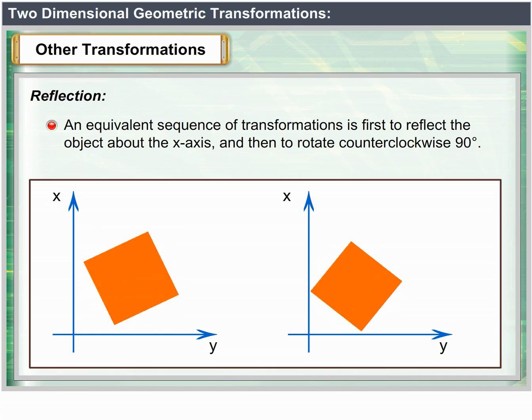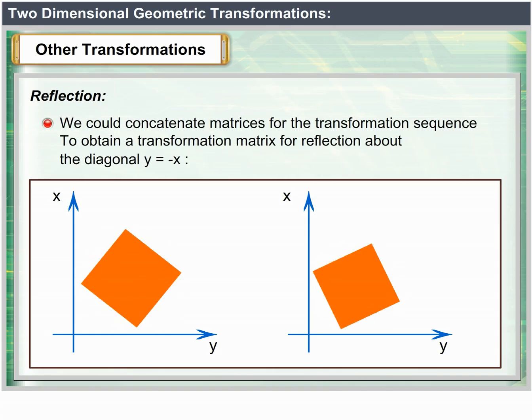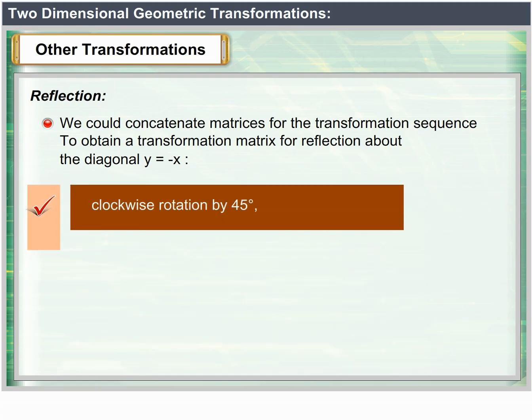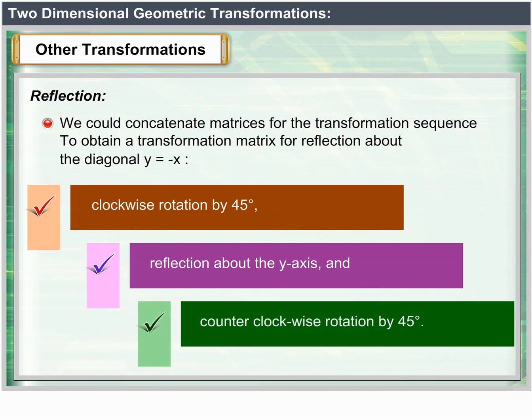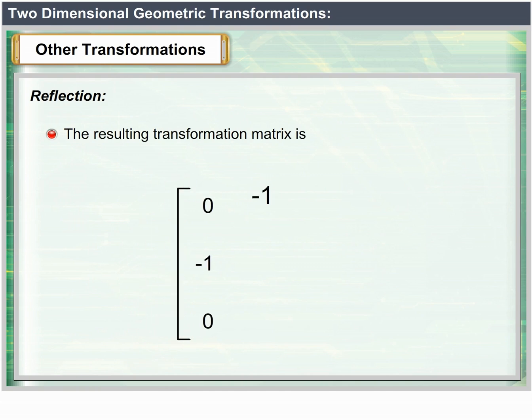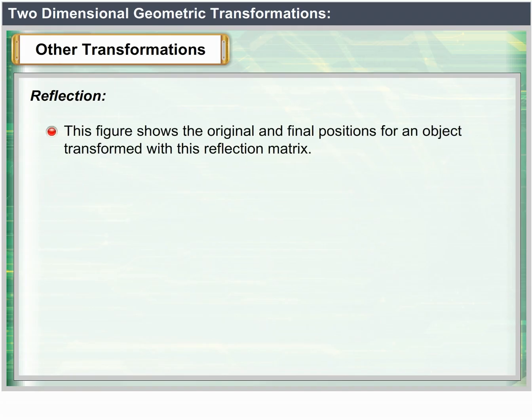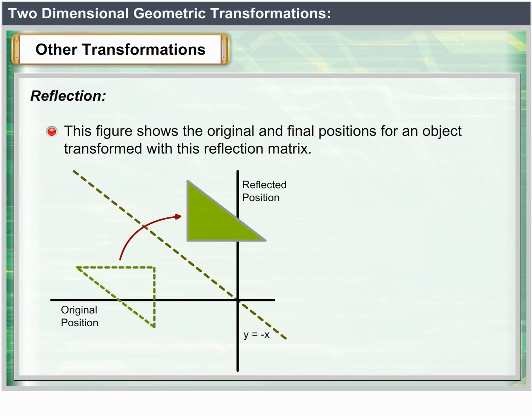rotate counterclockwise 90 degrees. To obtain a transformation matrix for reflection about the diagonal y equals minus x, we could concatenate matrices for the transformation sequence: clockwise rotation by 45 degrees, reflection about the y-axis, and counterclockwise rotation by 45 degrees. The resulting transformation matrix will be as shown on the screen. This figure shows the original and final positions for an object transformed with this reflection matrix, as shown below. Reflection with respect to the line y equals minus x.